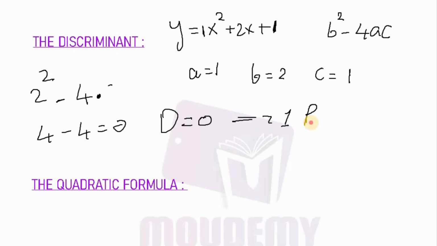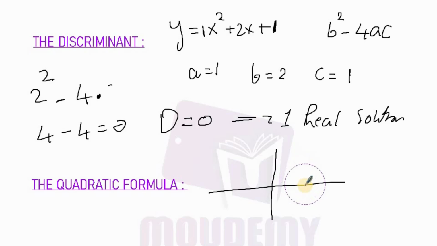So when we have the discriminant D equal to 0, then we have one real solution, which means that the graph of this function intersects with the x-axis at just one point, maybe like this, maybe like this, but just at one point.